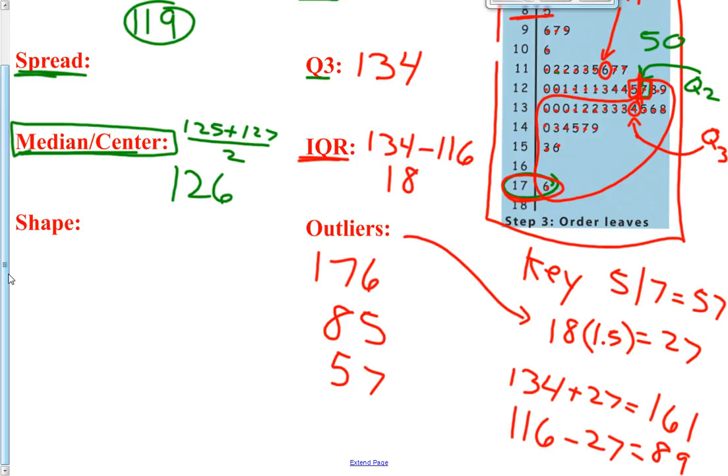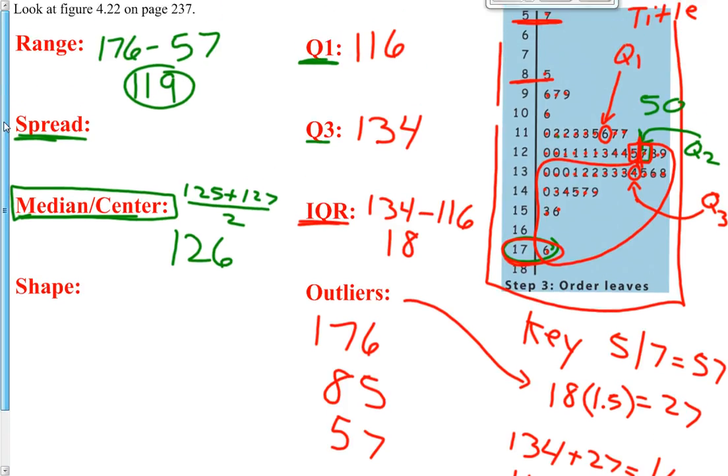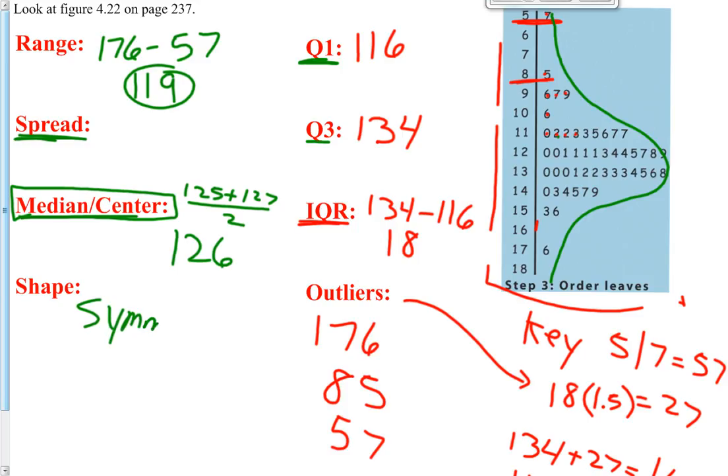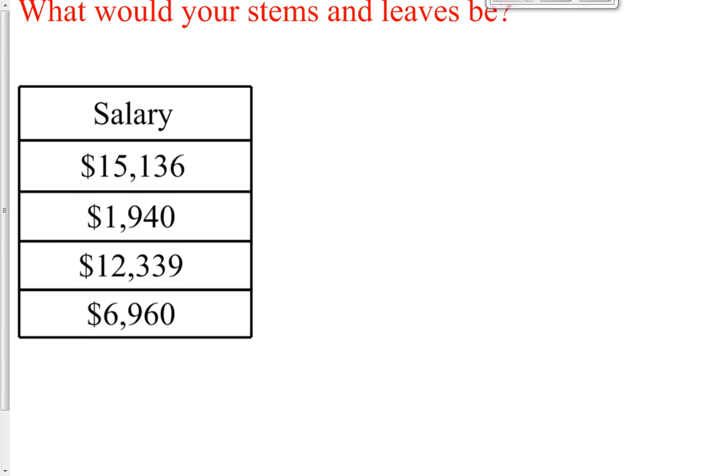The shape of this one, it's maybe a little bit difficult to see at times. But if you almost turn your head and see this as if it were a histogram, you would see that it goes up like this, peaks in the middle, and goes back down. I would say this looks like pretty symmetrical data. Would you agree with me there? This is symmetrical, not skewed one way or the other. Okay? All right, we'll talk about these examples in class.